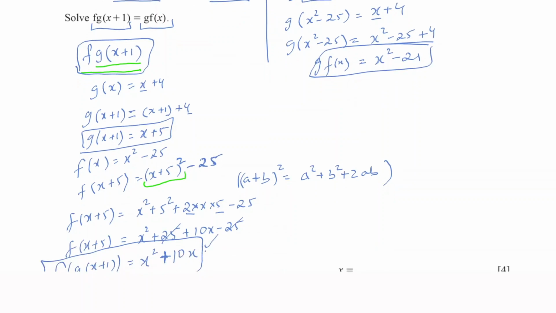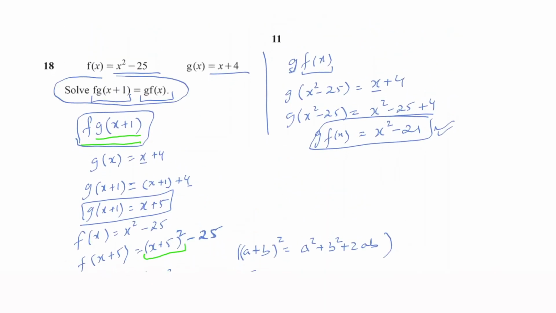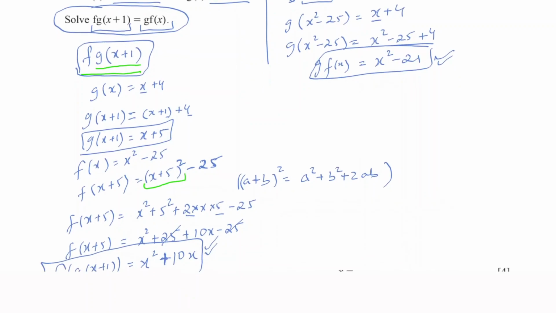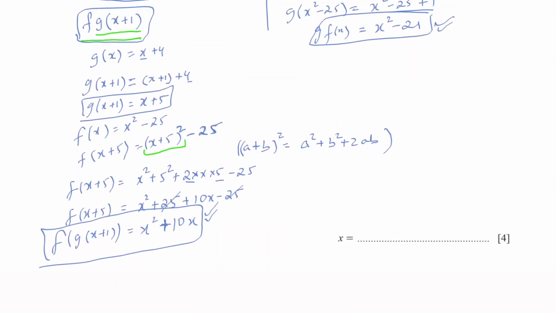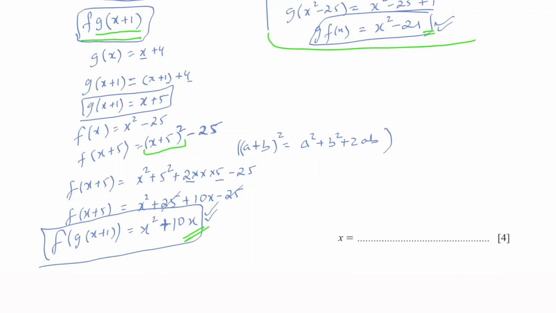Now we have to compare this equation and this equation, as it is said, we have to solve these two. So let me use another pen, the green one I'll be using here. I'm equating both the equations, this one and this one. So we have x square plus 10x equals x square minus 21. The x square and x square got cancelled out from both sides, and we are left with 10x equals minus 21.